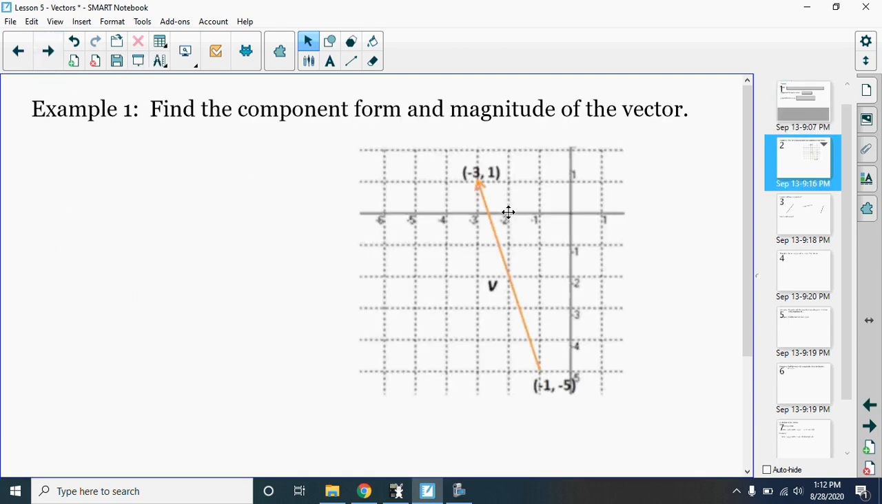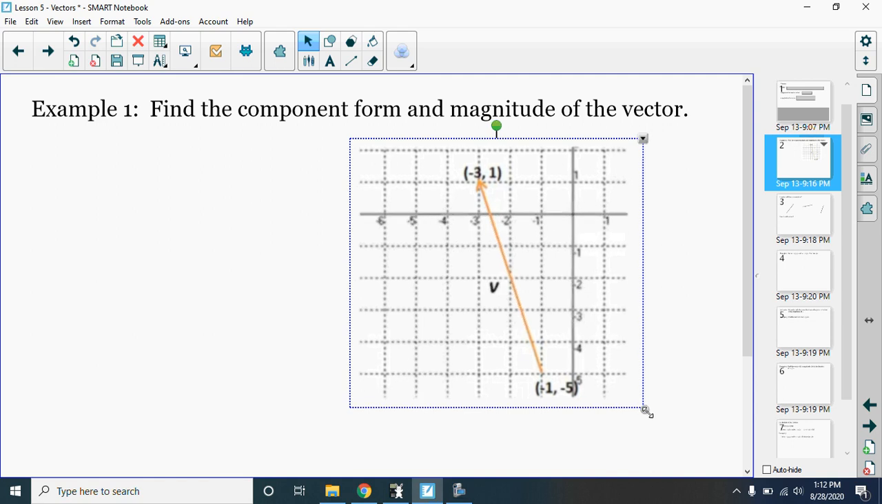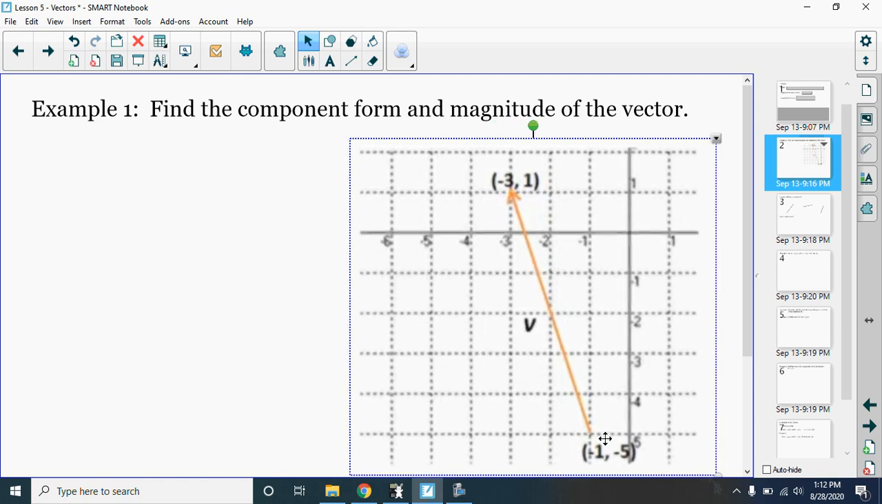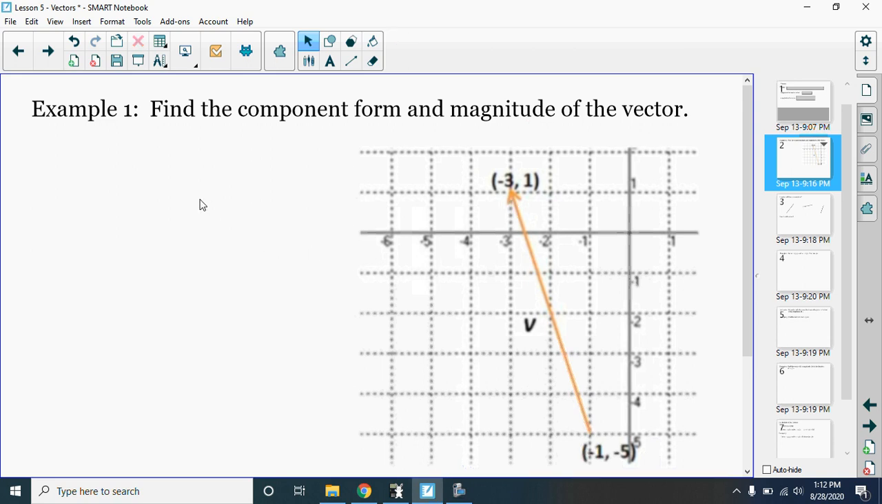So example 1 here gives us a vector. Notice it has a size, but then it also has a direction. It starts at that point, goes up to this point. It wants both the component form and the magnitude.